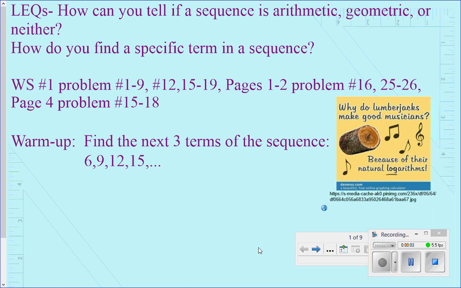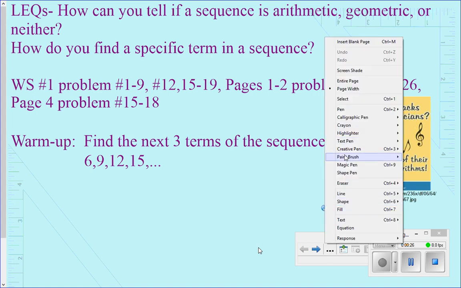This is day 1 of Unit 8. So we started the new unit today, and we started with this warm-up. Take a moment. It should just take you a very quick moment. It should not take you long to get the next 3 terms. So hopefully you're looking at that and realizing that the pattern is that we're adding 3 each time to get from one term to the next.